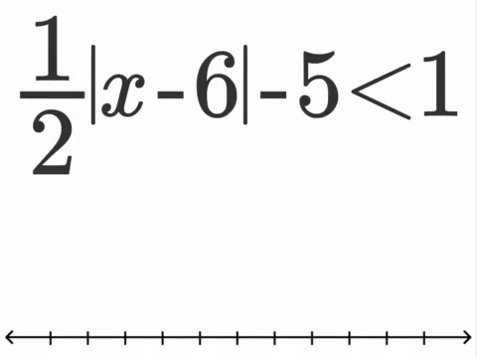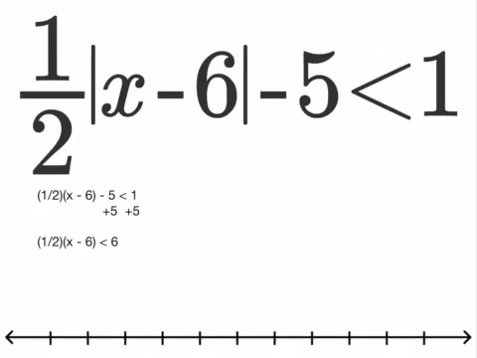Here's our final inequality. 1/2 of the absolute value of x minus 6, minus 5 is less than 1. So our first version is 1/2 of x minus 6 minus 5 is less than 1. I'd add 5 to each side. 1/2 of x minus 6 is less than 6.